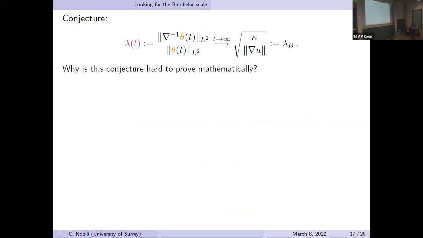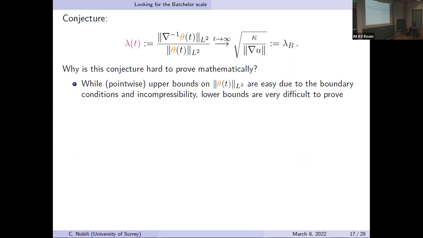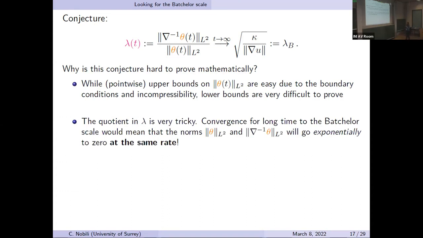Now, this is a very hard conjecture. Actually, Charlie never really talked about conjecture. He always said, I have a vision. So it's very hard to prove. First of all, analytically, what you can find is upper and lower bounds. In general, for this type of equations, lower bounds are very difficult to find. Think even just finding the lower bound for the L2 norm of theta. And then there is the other crucial fact: in order to see that this quotient goes to a constant, clearly you have to have exponential decay at the same rate, which is absolutely difficult to get into a paper.